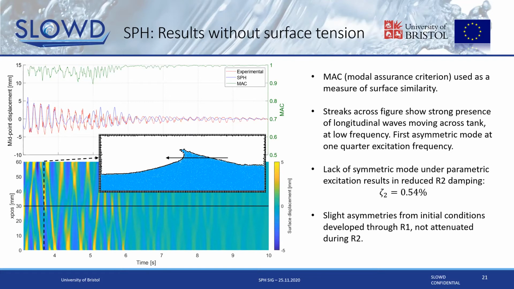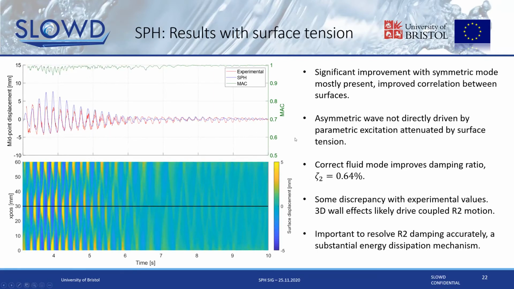Additionally, just to provide a quantifiable metric of comparison between the SPH and the experimental surfaces, we use something based on the modal assurance criterion. And this is taking the normalized scalar product of the points on the surface, computing that, and it gives us a value between 0 and 1, where 0 shows no correlation and 1 shows good correlation between the surfaces. And what you can see in R2 is this very cyclic nature of this correlation metric. And that's because there isn't much correlation between these two surfaces as we get this longitudinal wave motion.